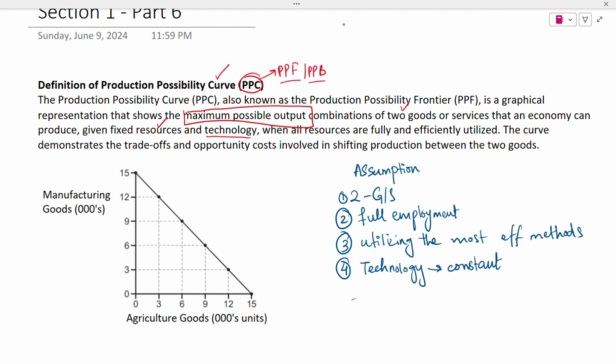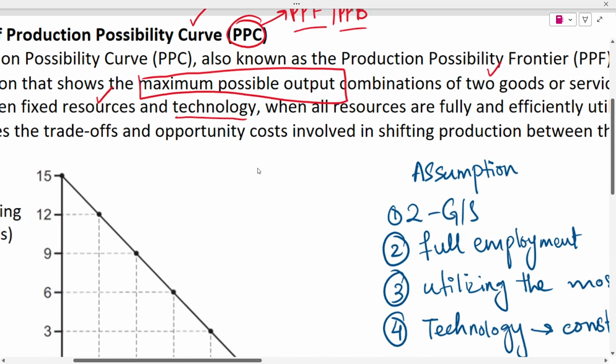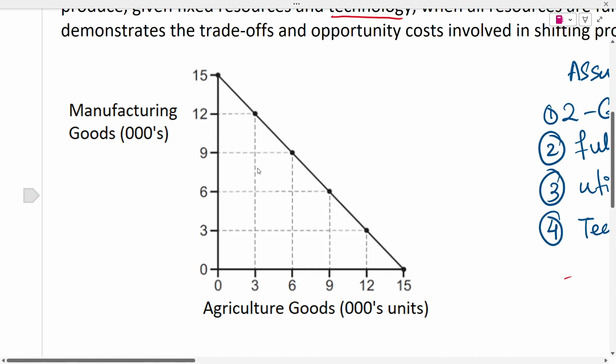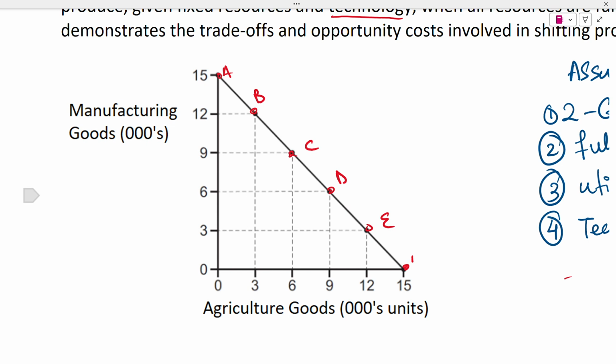So moving on, let's analyze what the diagram represents and what this basically shows. As we discussed, this is a diagram that shows all maximum combinations, right? So on the curve, these are the combinations that an economy can produce. Let's call them A, B, C, D, E and F. All these points A to F are combinations of two goods that an economy can produce, which are manufacturing goods and agricultural goods.